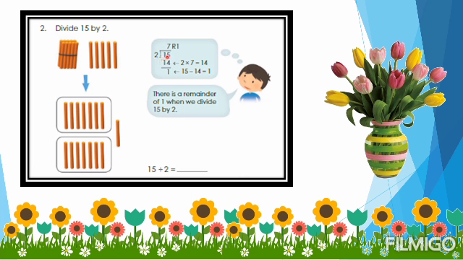And 1 divided by 2 cannot be done. So that means, class, we are going to include the 5. So 15 divided by 2 is 7. Meaning to say, there are 2 sevens in the 15.